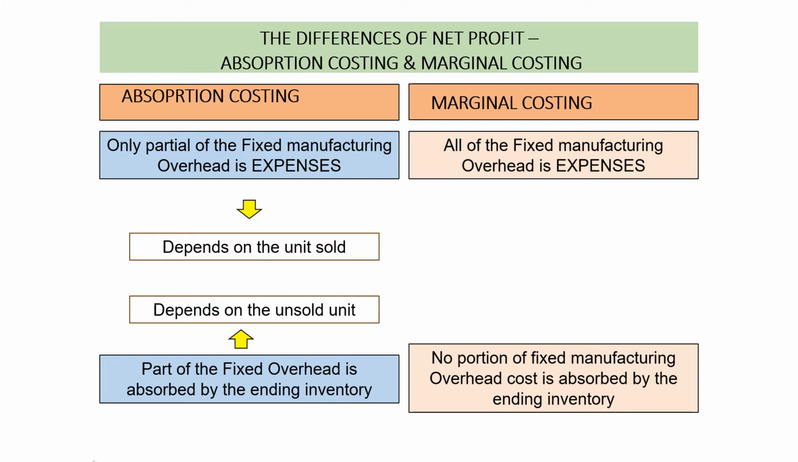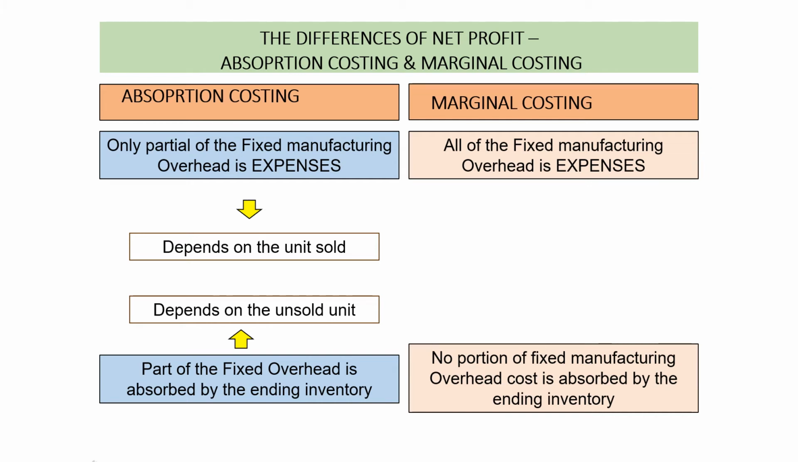How does operating income differ between marginal costing and absorption costing? For absorption costing, only part of the fixed manufacturing overhead is expensed. These costs are recorded first as assets in the inventory accounts. Later, when the product is sold, the costs are transferred to the expense account, cost of goods sold. For the unsold units, part of the fixed overhead is absorbed by the ending inventory.